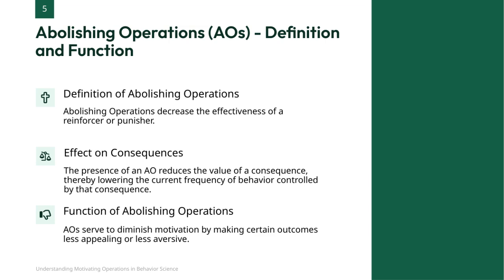Essentially, AOs work by lowering motivation. They make certain outcomes less desirable if we're talking about reinforcement, or less unpleasant if it's about punishment. This helps explain why behaviors fluctuate depending on how valuable or aversive the consequences are at a given time.